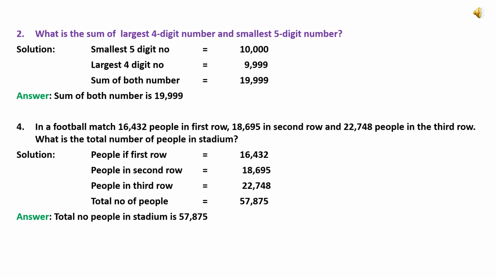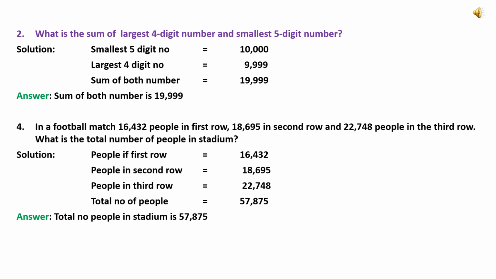Students, next one is, what is the sum of largest number of 4 digits and smallest number of 5 digits? So write down first the smallest 5-digit number, that is 10,000, and largest 4-digit number, that is 9,999. You add both the numbers, then you will get the final answer, that is equal to 19,999.